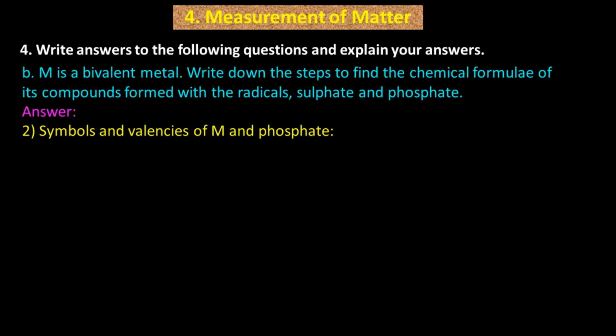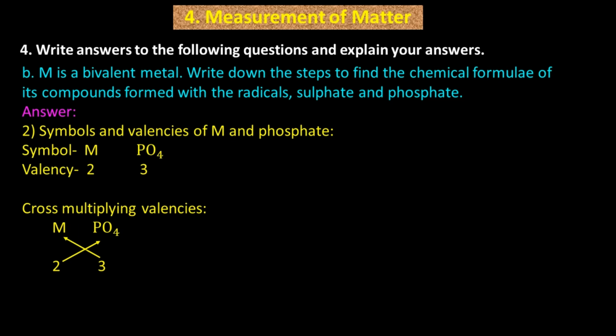Now, bivalent metal M with phosphate. Symbols and valencies of M and phosphate. Symbol of M metal is M and valence is 2. Symbol of phosphate is PO4 and valence is 3. Cross multiplying valencies, M is multiplied by 3 and PO4 is multiplied by 2. Therefore, the chemical formula is M3(PO4)2.